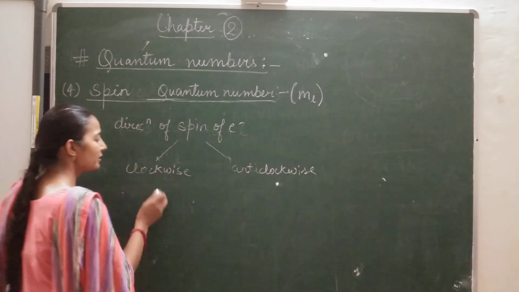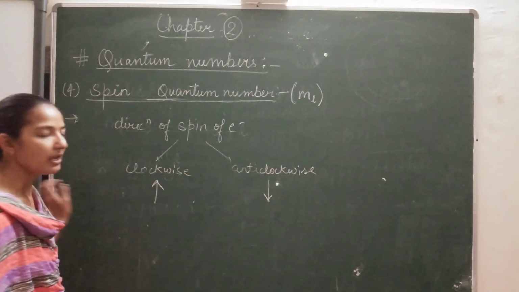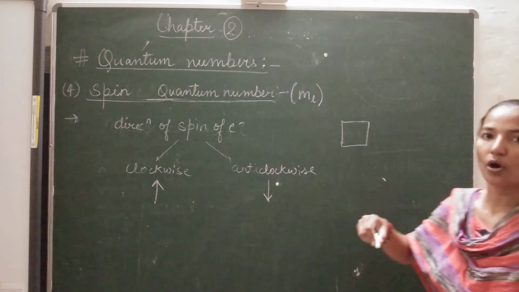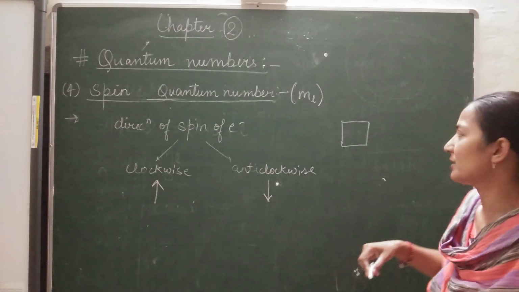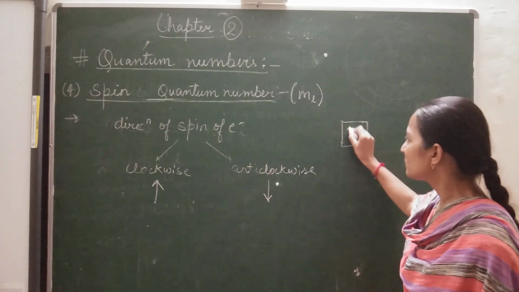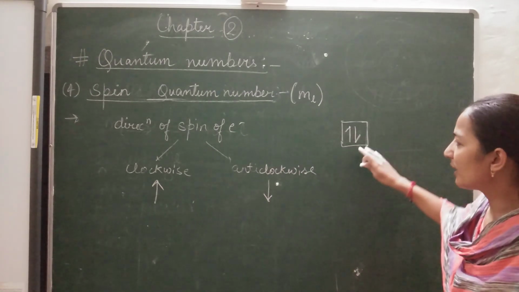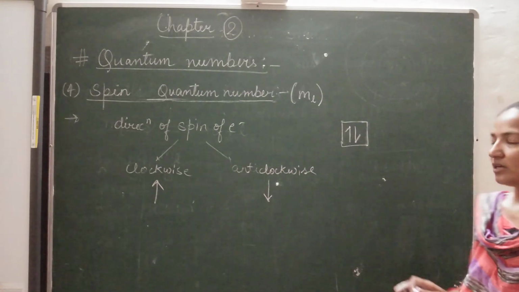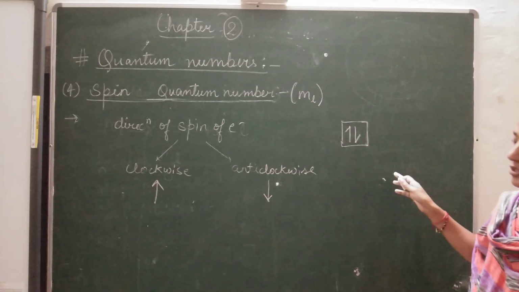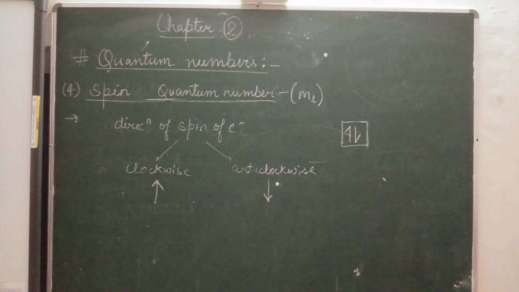The clockwise spin is represented by this type of arrow and the anti-clockwise spin is represented by this arrow. In one orbital, a maximum of two electrons can be filled. So when both electrons are filled at the same time, they are represented by symbols like this, each with a half arrow. So this is the spin quantum number, which gives us the direction. This is the clockwise spin and this electron will show anti-clockwise spin.